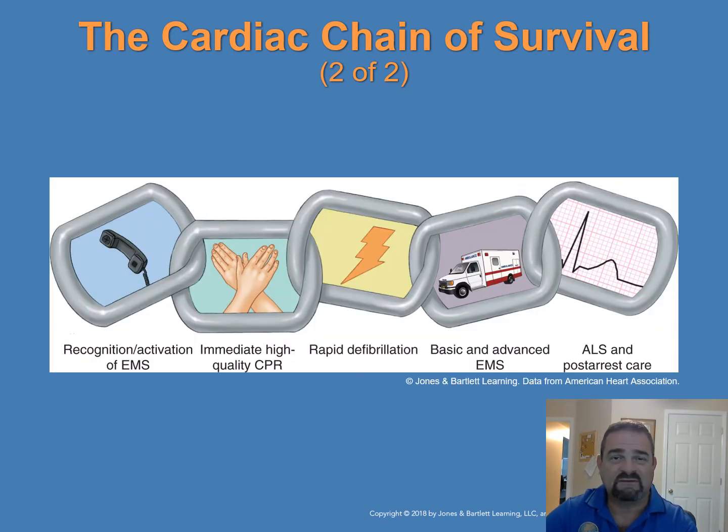All right, so these are the 5 links of the cardiac chain of survival. Here are recognition and activation of EMS. That needs to happen immediately. And then high quality CPR. And notice how I said high quality CPR. It needs to be effective. Rapid defibrillation, basic and advanced EMS, and then ACLS and post-arrest care.